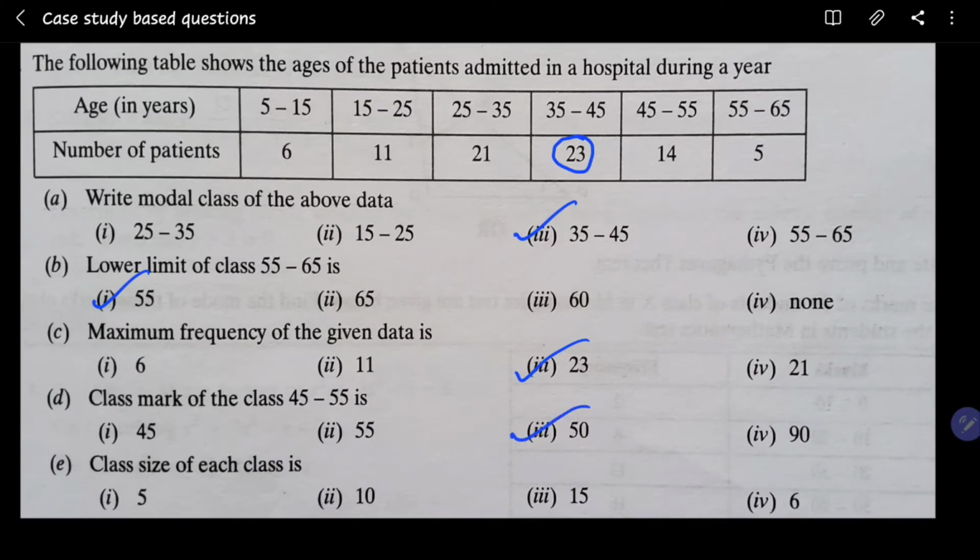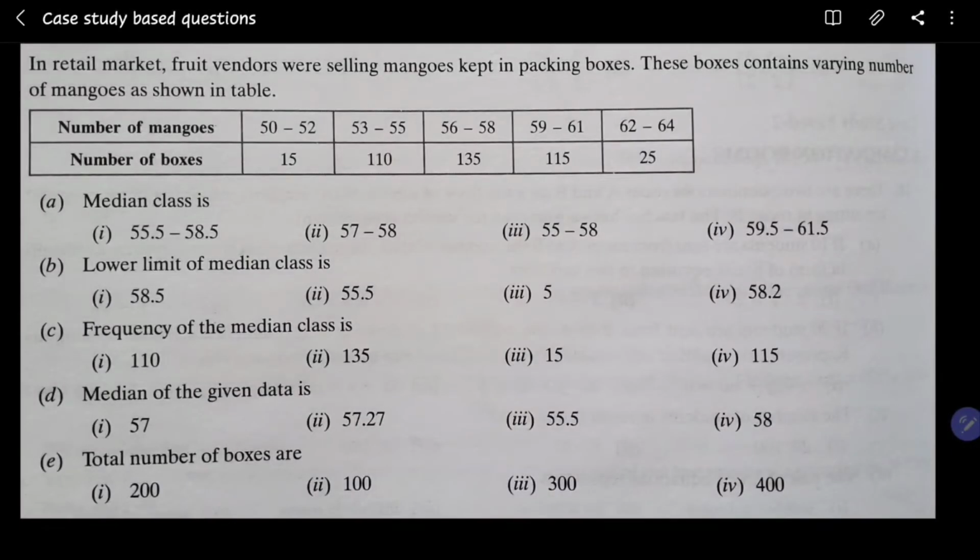Last question, what is the class size of each class? You can see every class has upper limit minus lower limit value. The size is 10. So that is why option 2 is correct for the final question. Now let us see the second problem. Here the information about the number of mangoes packed inside a number of boxes is given.